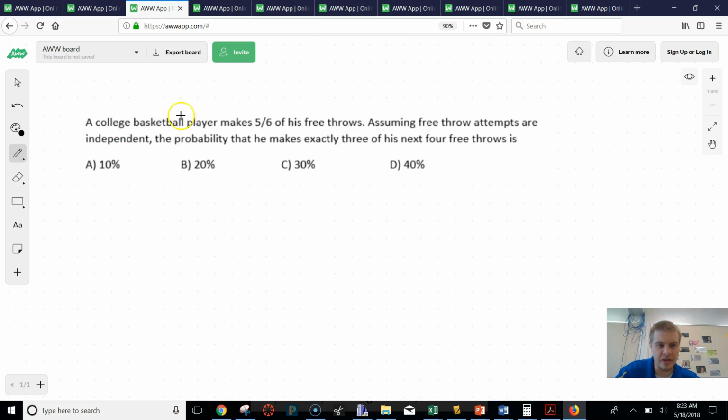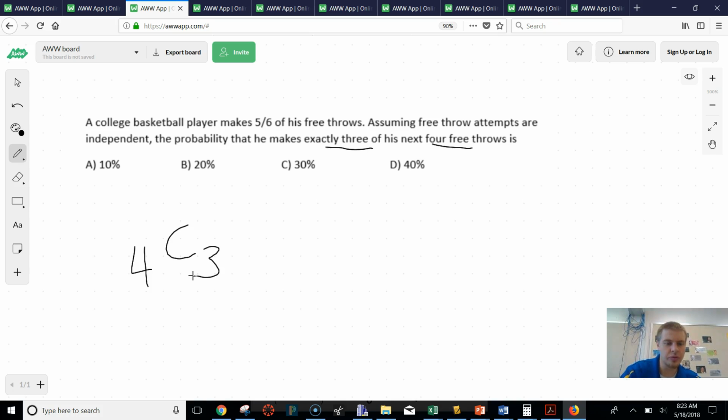So this is the same kind of idea. It's a college basketball player, and they want to make some free throws, and they're attempting it. So this is binomial again. And because it's binomial, we're going to do 4, because he's going to take 4 shots. Choose, and he wants to make 3.